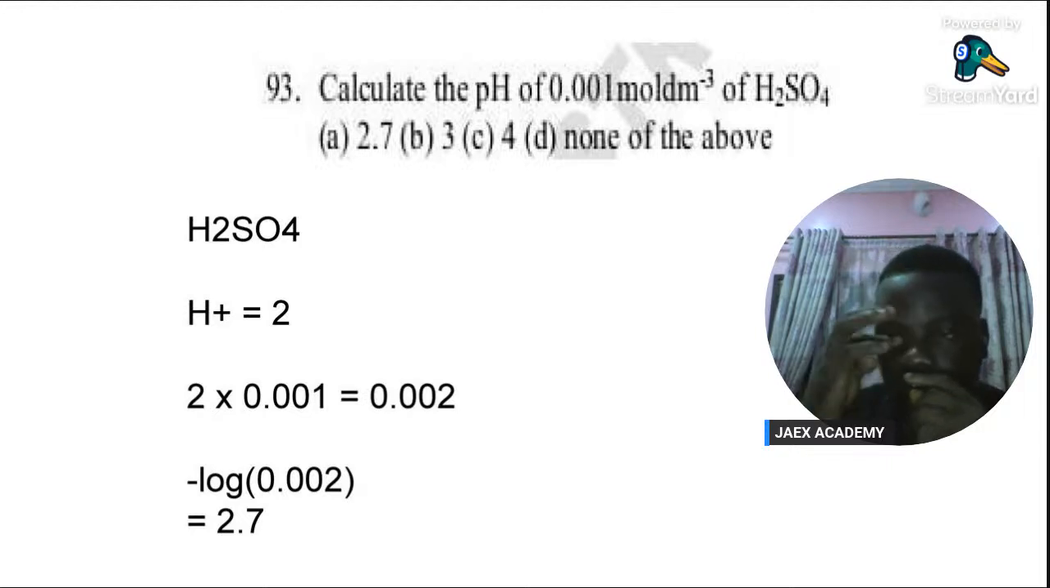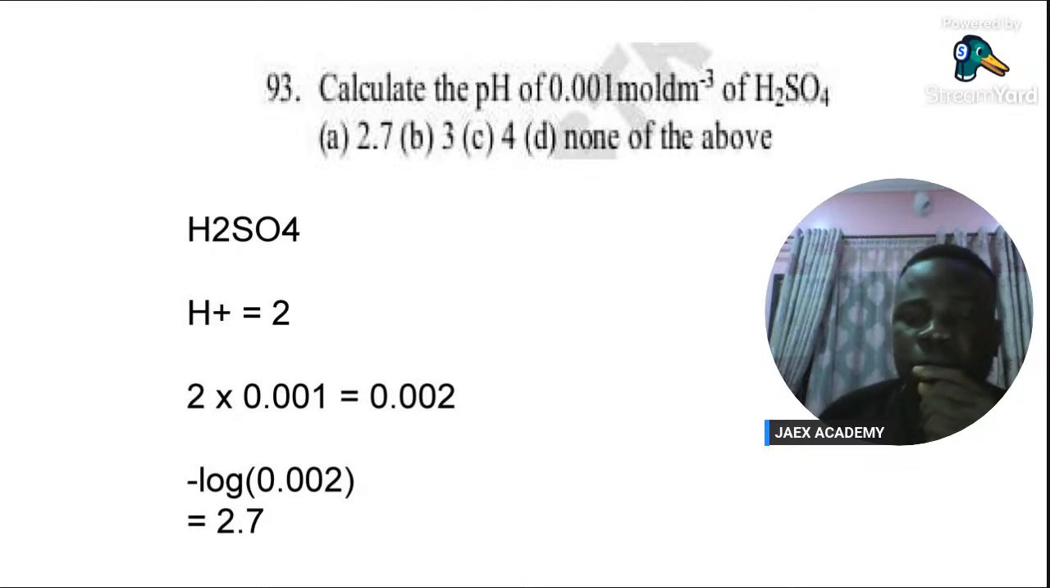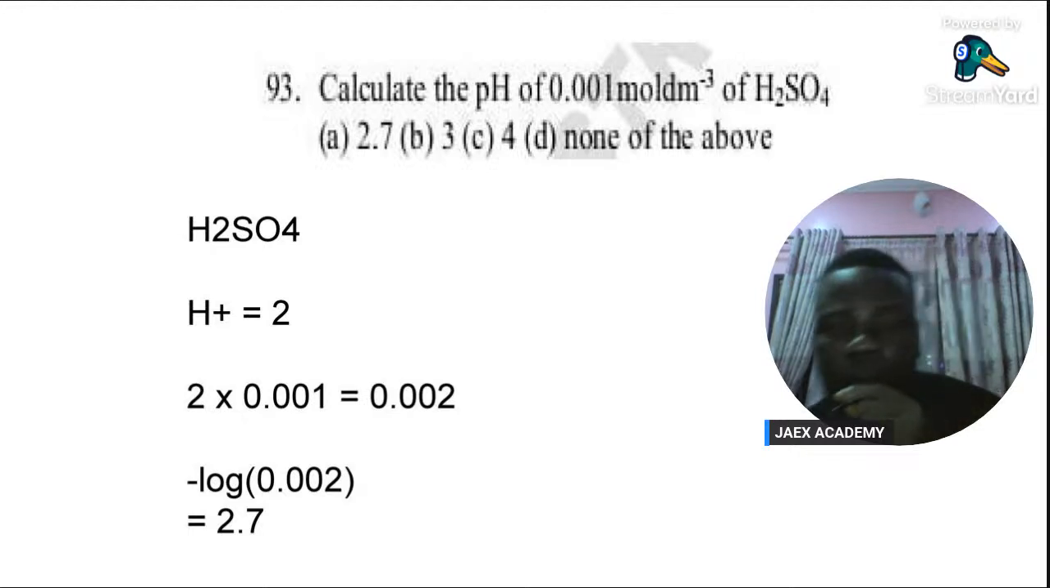Kingsley, are you close? Before you solve, or before you press the log, you will use 2 to multiply 0.001. Where is 0.001 coming from? 0.001 was given in the question. Alright, so Kingsley is asking, how is it 2?